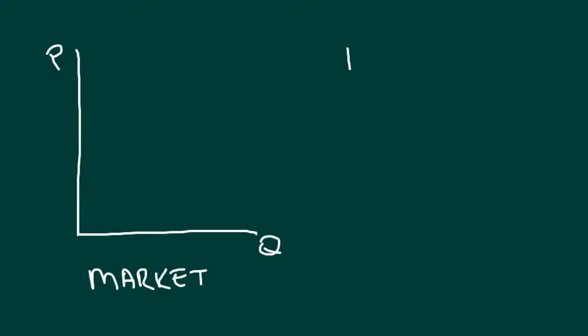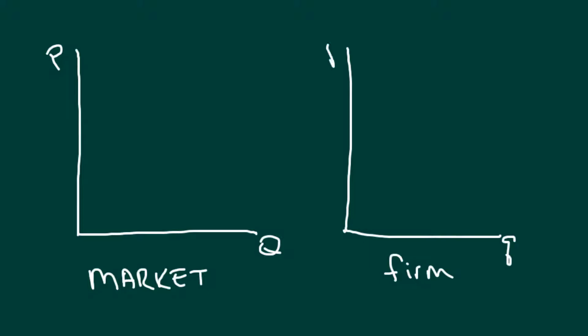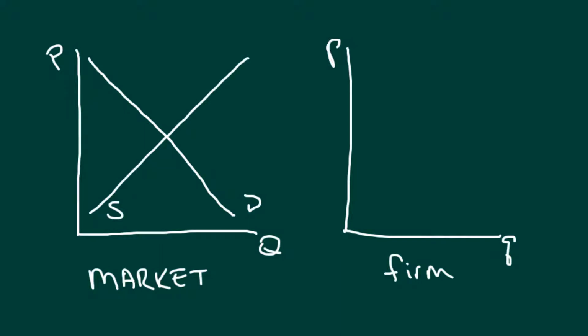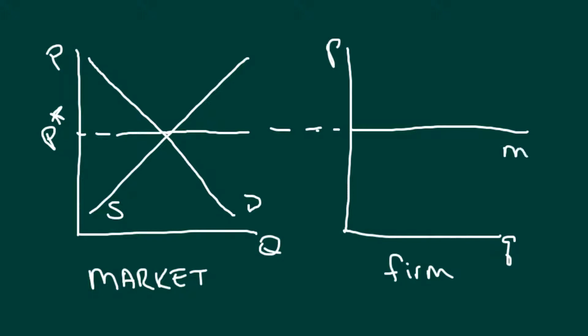So we want to get a graph of both the firm and the market and just understand how it evolves over time. Okay, so we need to have a market demand curve. We need a market supply curve, which we know determines some market price. And because this is perfect competition, we have that price come over to the firm side, and they're a price taker, right? So that's your marginal revenue curve.